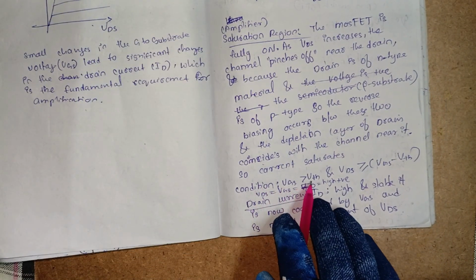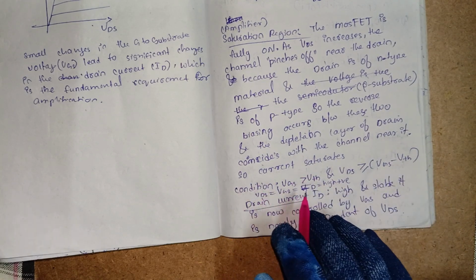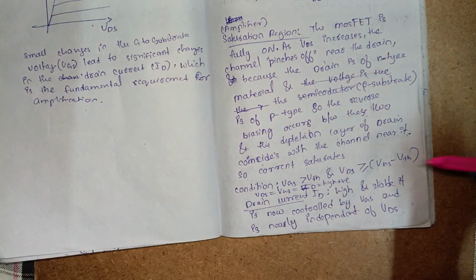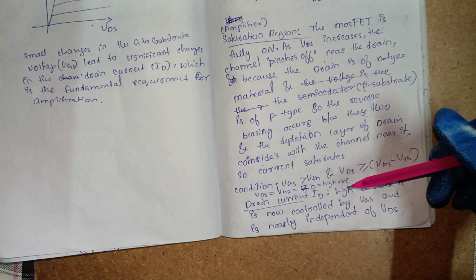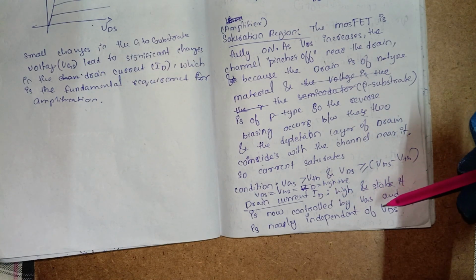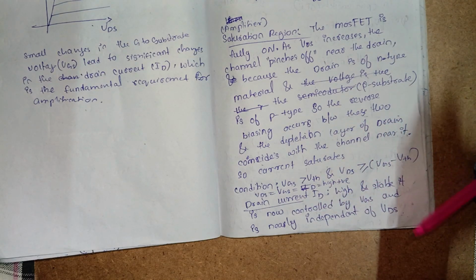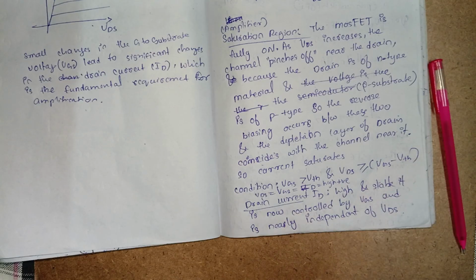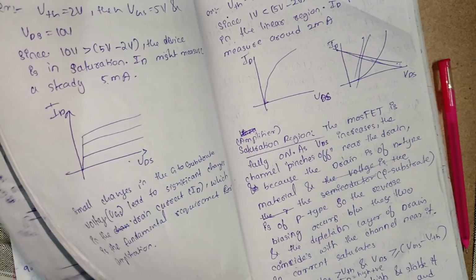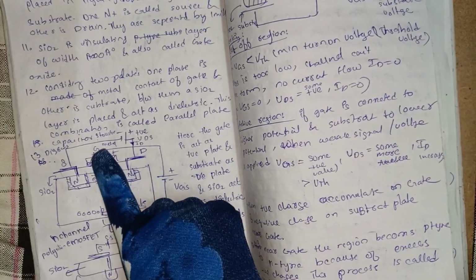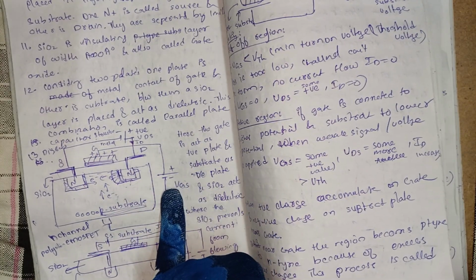So the condition is VGS greater than VTH and VDS greater than or equal to VGS minus VTH. So VDS, VGS and ID should be high positive. And drain current is high and stable. It is now controlled by VGS, the gate to substrate voltage, and is nearly independent of VDS. Because here the electrons are provided by gate terminal only, due to this VGS voltage only.